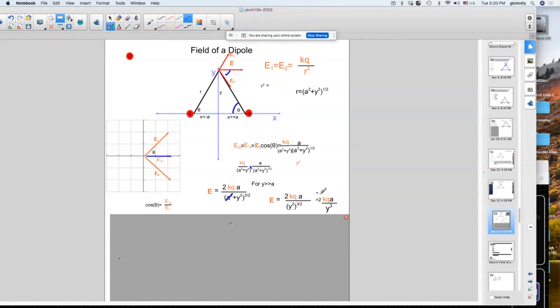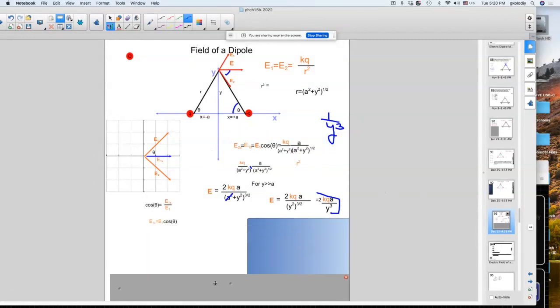And this is what you saw in the film, that for the dipole the electric field drops off as 1 over Y cubed if you're very far away. 1 over Y cubed. It drops off very rapidly. But now, as you get closer, it gets bigger, bigger, bigger, and then it gets smaller, smaller, smaller again. Why does it do that?